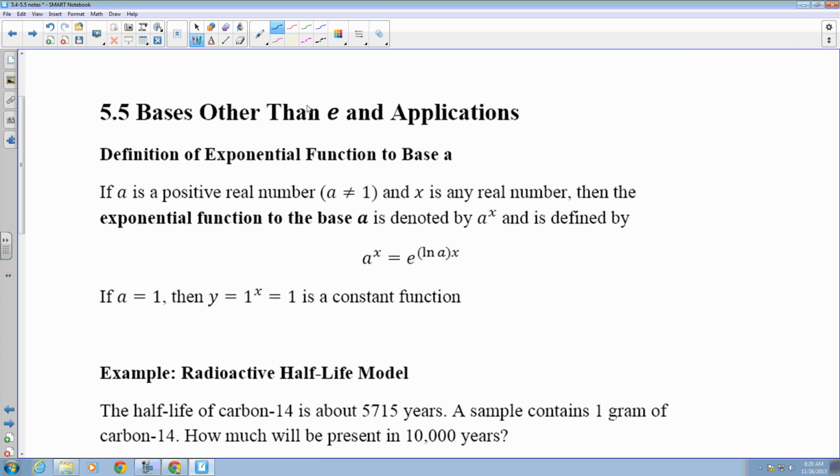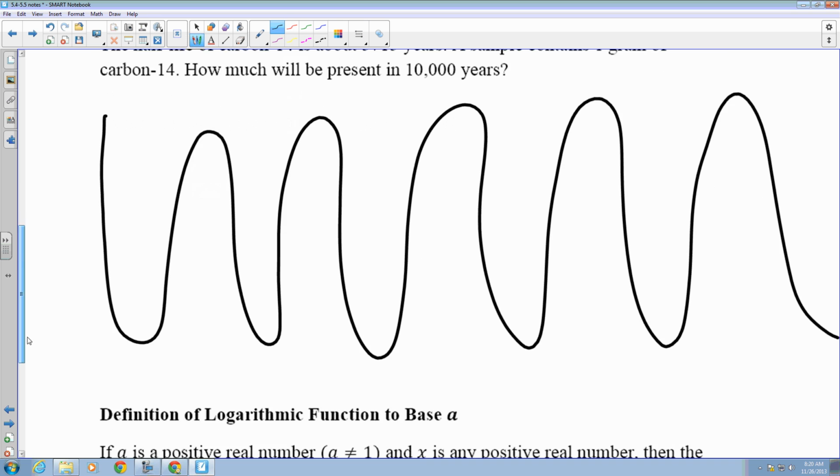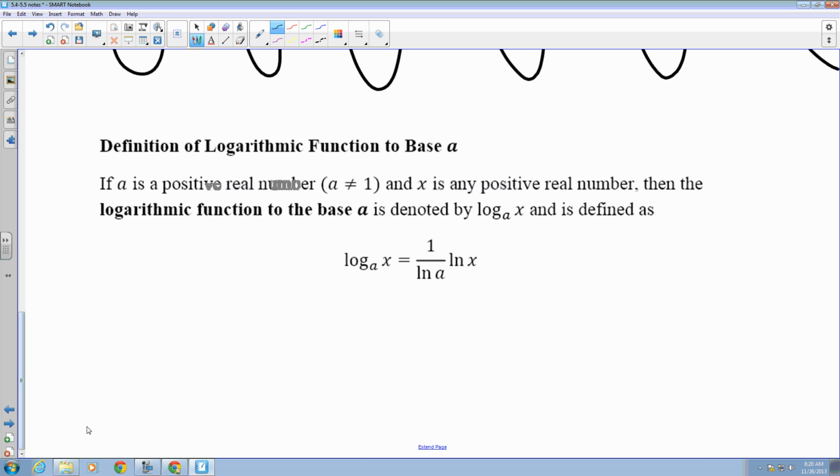Okay, we're doing section 5.5, doing the derivative and integral of bases other than e and applications of that. We're going to skip half-life for now. We'll get to that in another section in a little bit.